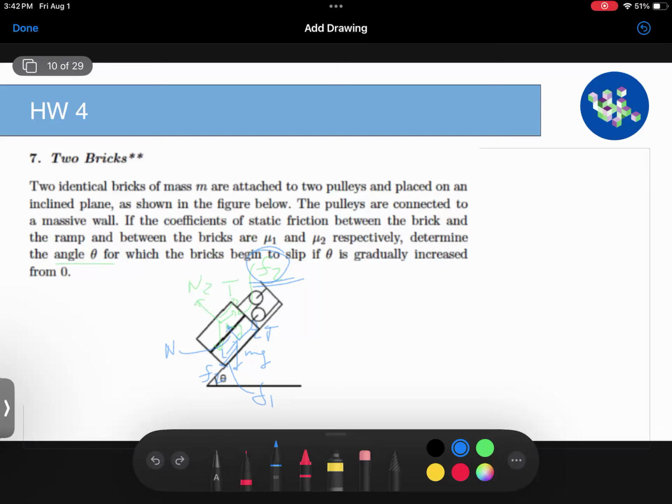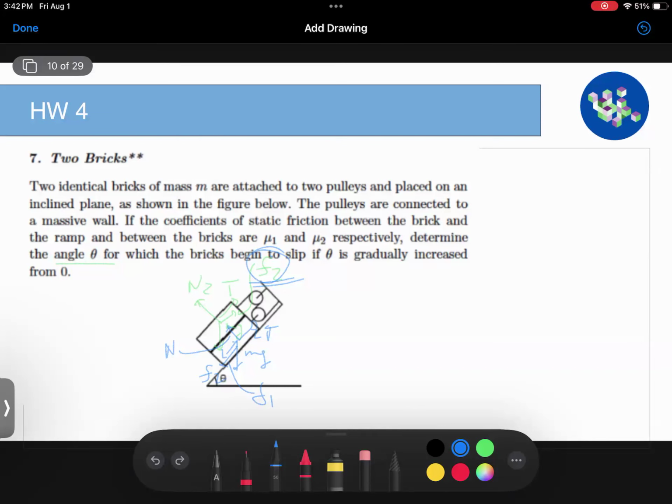If the bottom block slides up the ramp, then the friction force between the bottom block and the ramp must point downwards, because the bottom block wants to slide up the ramp. So the friction force with the ramp would point down the ramp, correct? Does that make sense to you?